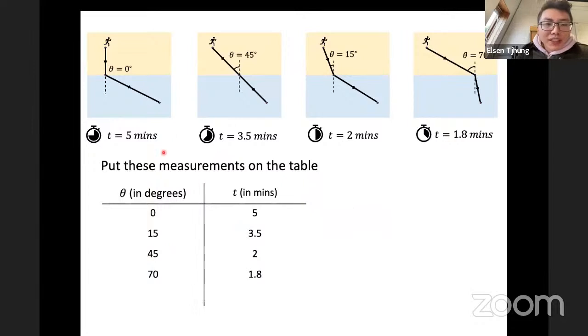And then we can put these measurements on a table like this. So on this column, we have the angle theta in degrees. And on this column, we have the total time in minutes. So for angle 0 degrees, the total time to complete the race is 5 minutes. For angle 15 degrees, the total time is 3.5 minutes. For 45 it is 2 minutes. For 70 it is 1.8 minutes.